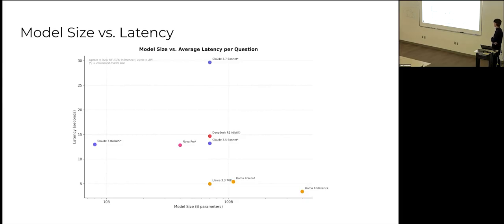So for our Streamlit demo, I would say that the Llama family and Maverick in particular gave the best interactive experiences when you're trying to balance strong accuracy with low latency.